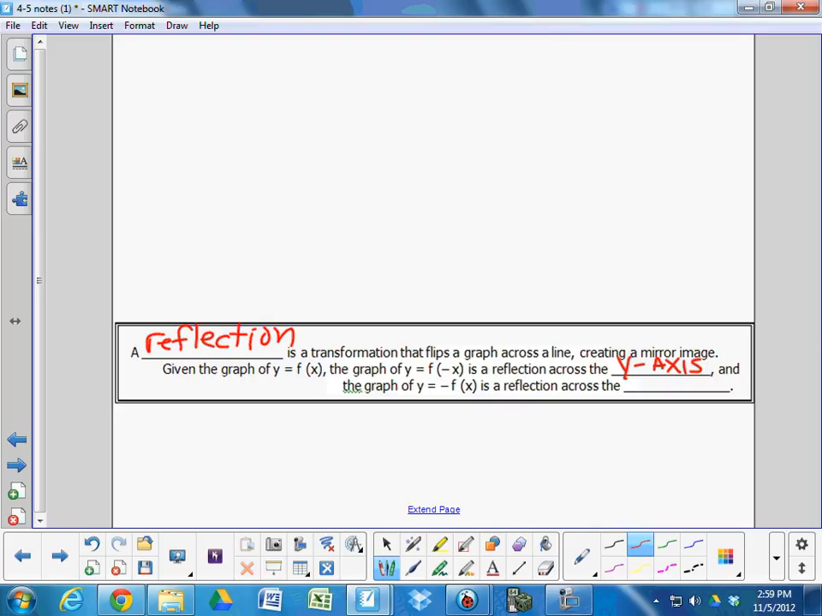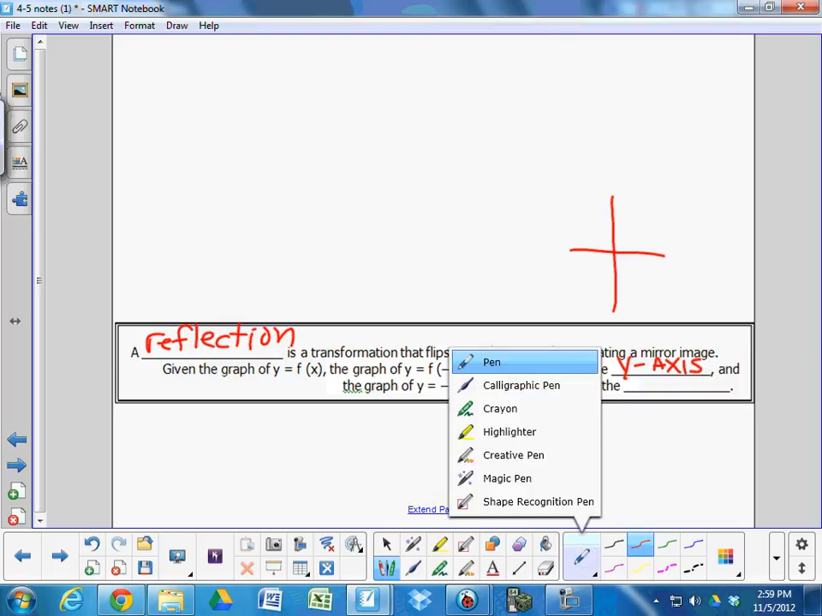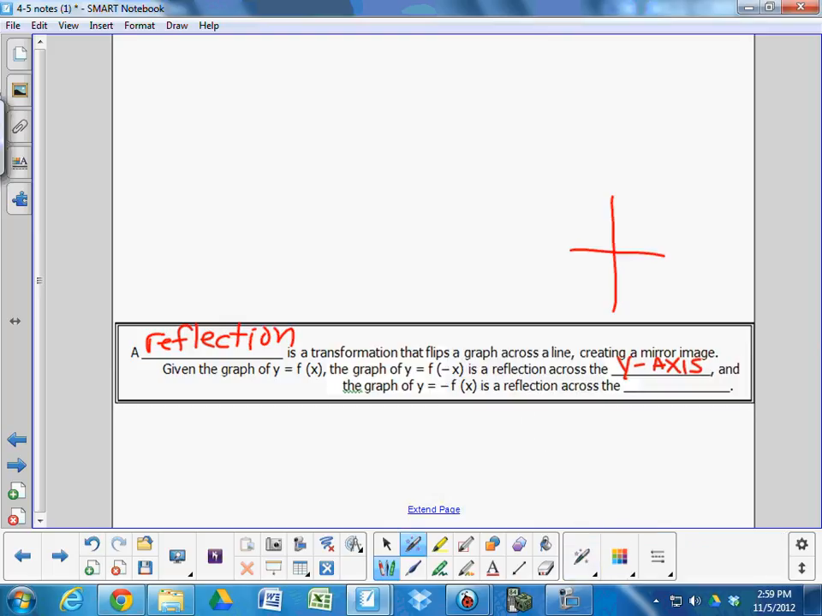When you made inside the parent function negative, it flipped it over the y-axis. Remember, we had this. Square root of negative x flipped it that way, right? And we graphed this image. On the other hand, you have a reflection where the negative is on the outside like that. That's going to be a reflection over the x-axis.